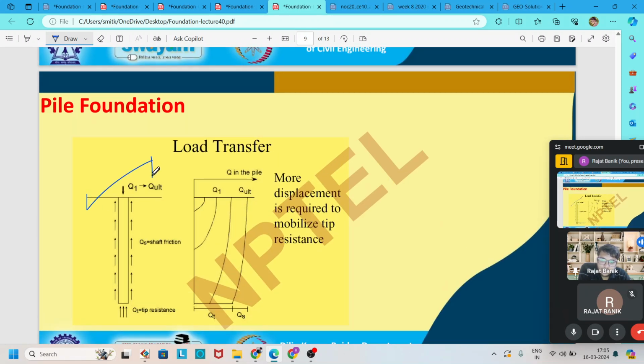Now here it is said load transfer plots are given for different types of soil and differ with the depth. It is said that more displacement is required to mobilize the tip resistance. So if the movement of the pile is in a limited zone, that means the movement due to the structural load is within range, then there may not be any tip resistance generated. Only through the friction of the shaft of the pile, the total load is transferred through the soil. If more displacement occurs, then only the tip resistance comes into the picture.